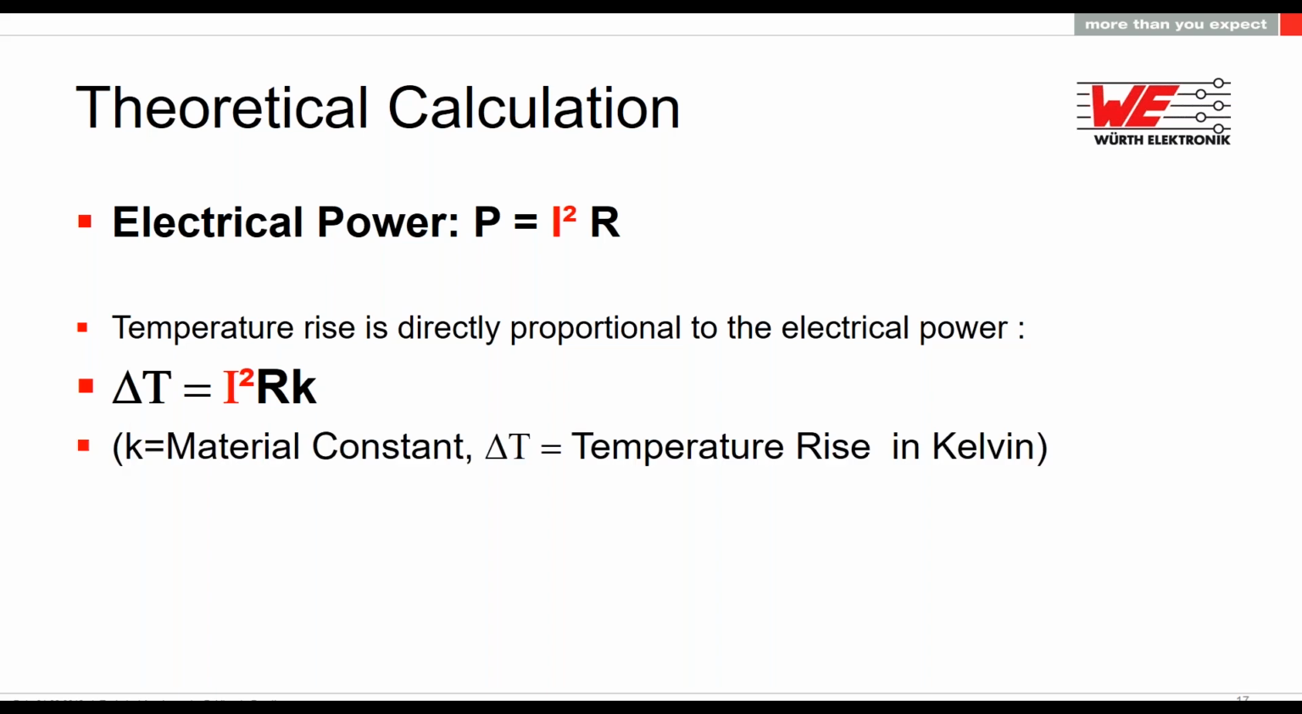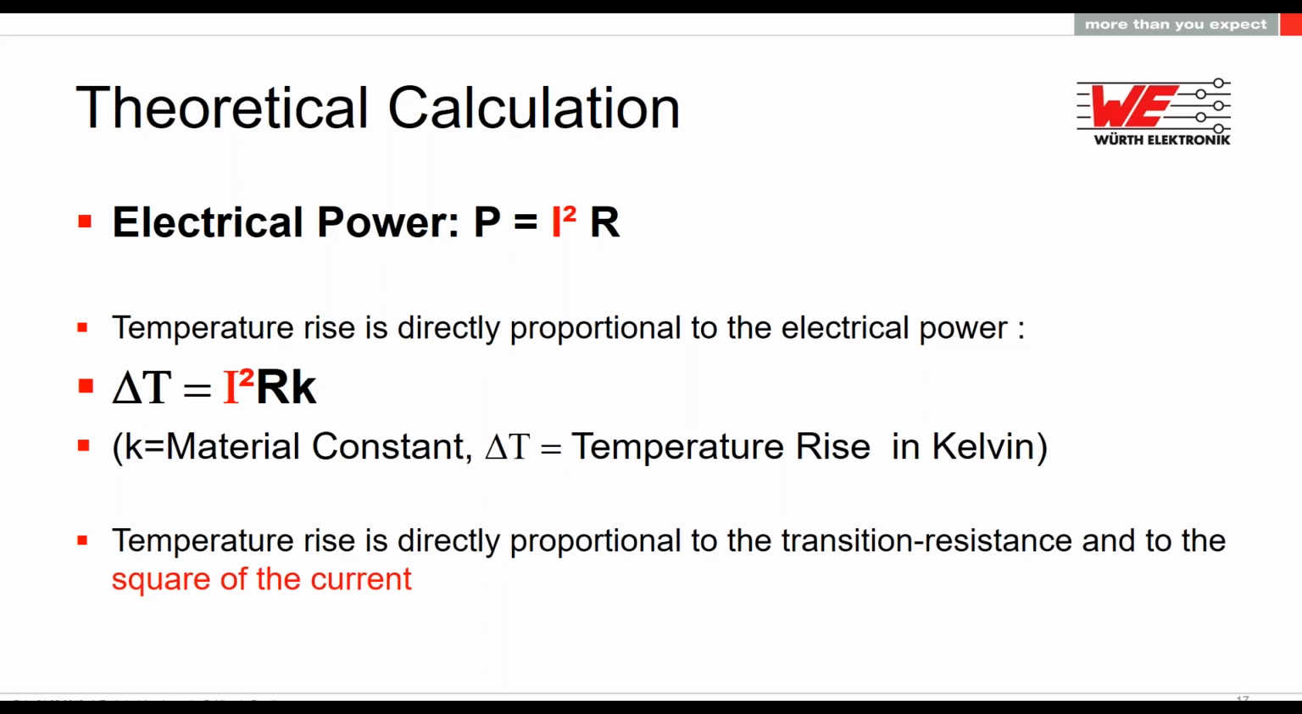And so you can see, of course, that the temperature rise is directly proportional to the resistance, but it's proportional to the square of the current. This is why in our curves we show the derating curve with current, and we do not apply the voltage here, because it's the main point here to take care of the current.